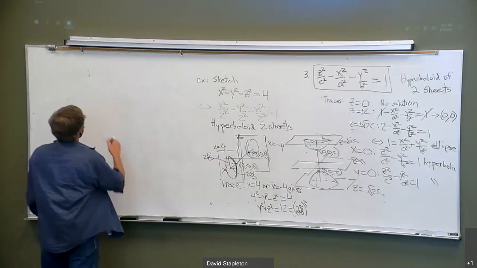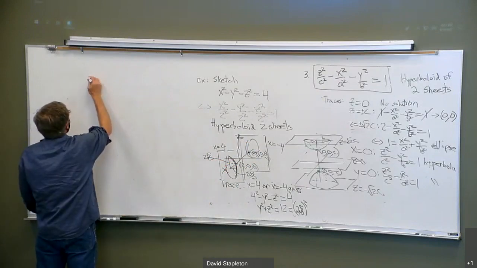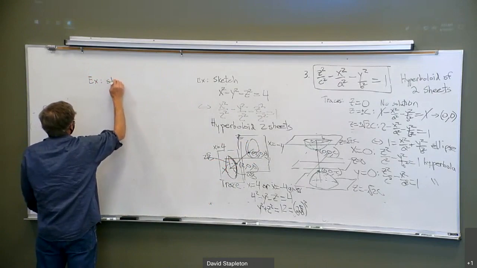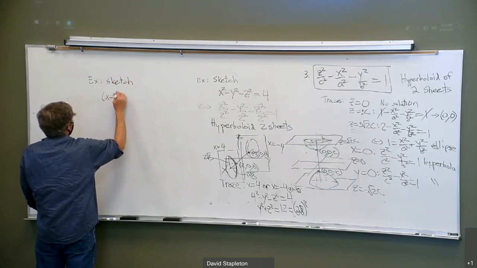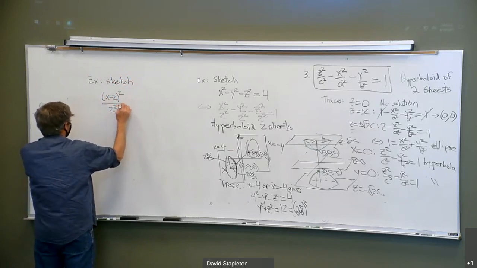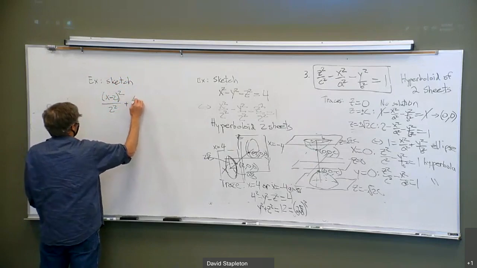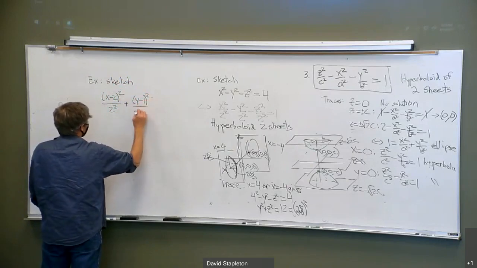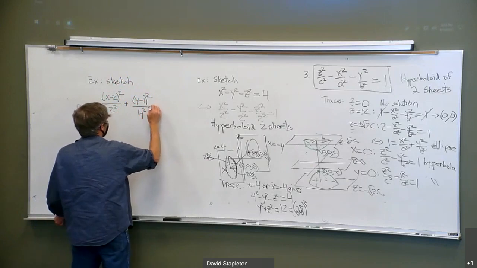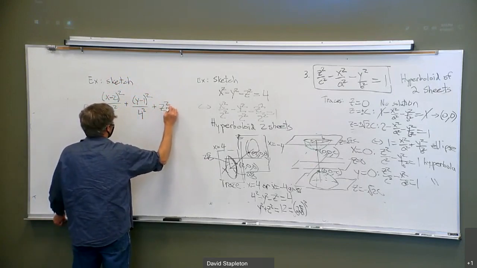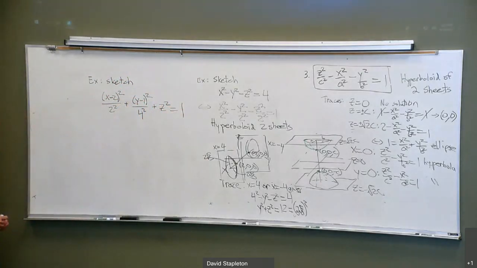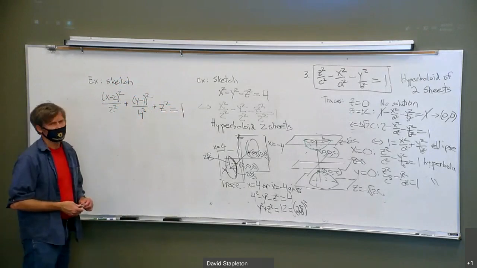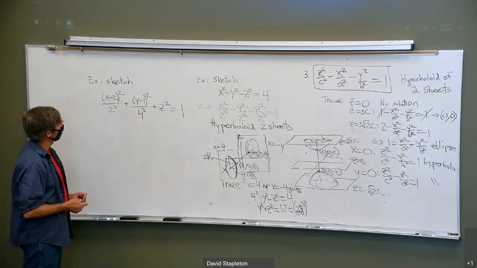Well, suppose I gave you this one then. Suppose I said sketch x minus 2 squared over 2 squared plus y minus 1 squared over 4 squared plus z squared. Wonder what that looks like. A lot of the problems in here are just learning to sketch these things. So what does this look like?